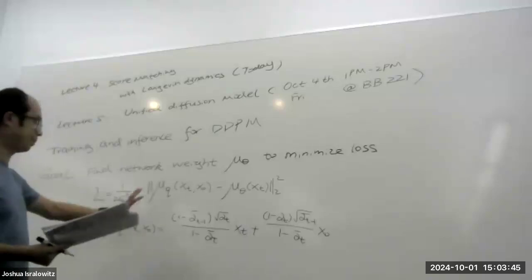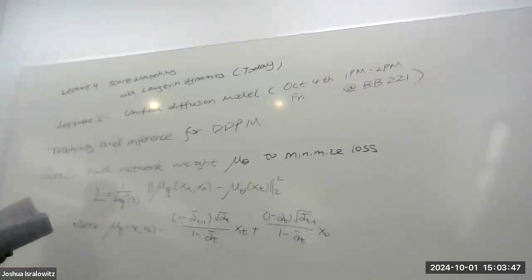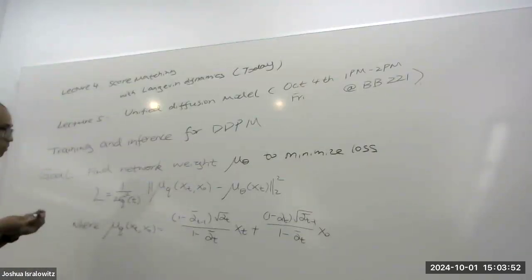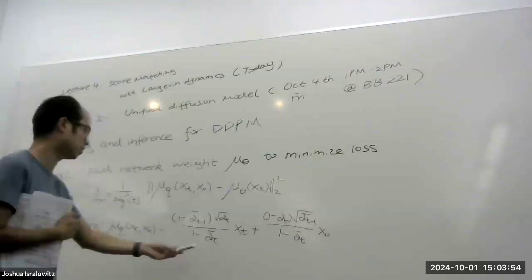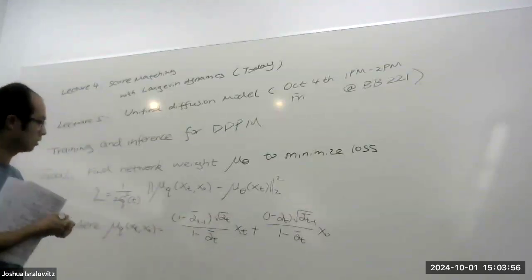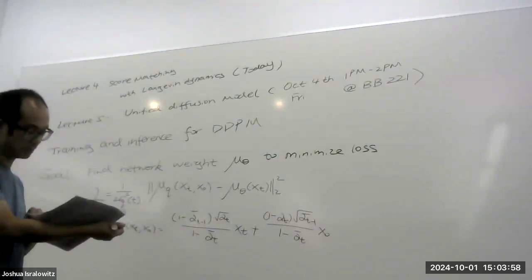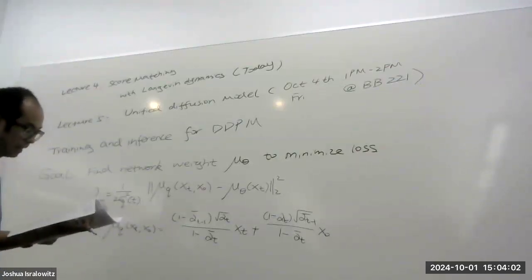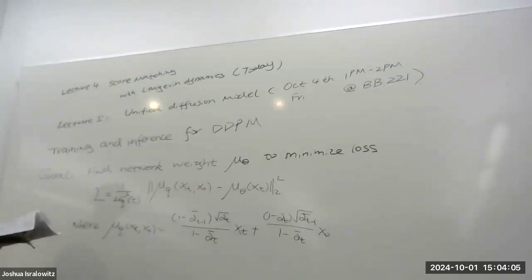And of course you can design this mu theta as some neural network we try to approximate this point right here, and you can sample this xt immediately, because you can sample everything from a Gaussian distribution. We have talked about this. I'm going to summarize everything momentarily.